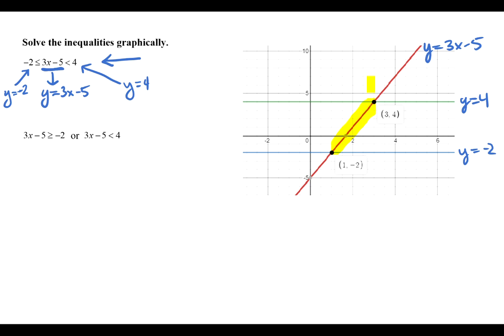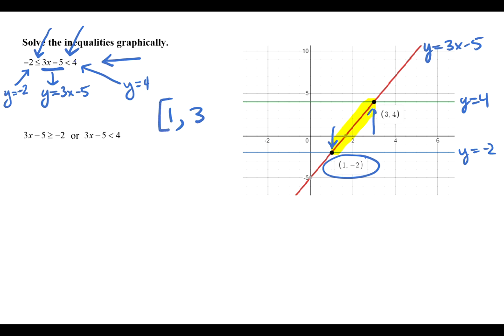Okay, so remember we want the x values for our solution set. The x values here would go from this intersection up to this intersection, everything in between. So we're going to list out 1 as our starting value, and we're going to go up to 3. Remember, we're only looking at x values. Now, whether we include them or not depends on what's happening with our inequality symbols here. How does the inequality symbol between -2 and 3x minus 5 work? It has an equals. Because it has an equals, when we look at this intersection, we can be equal to the 1. So we use a bracket.